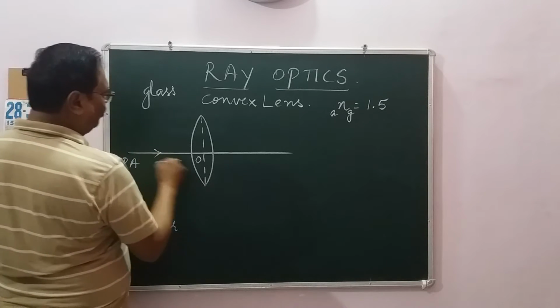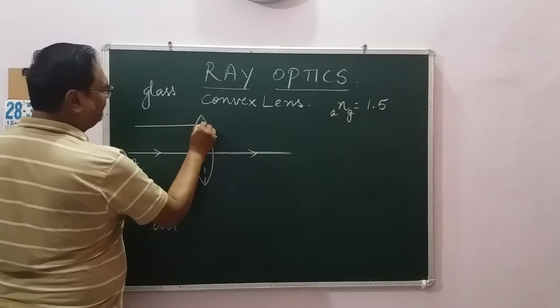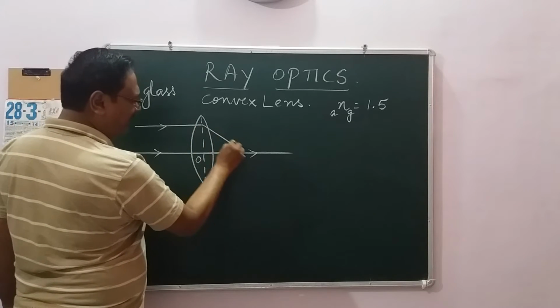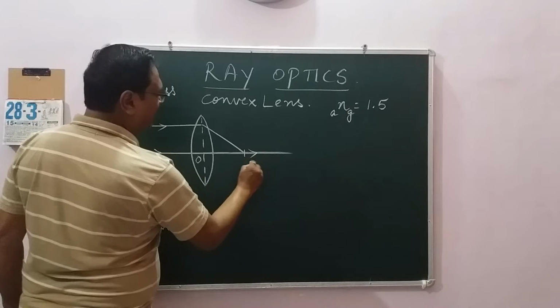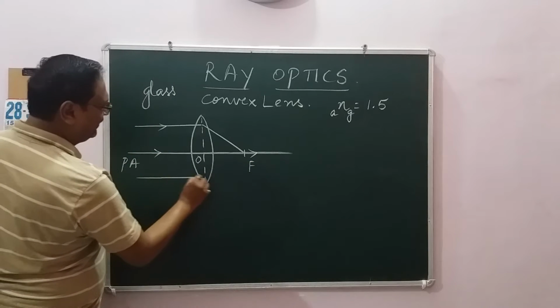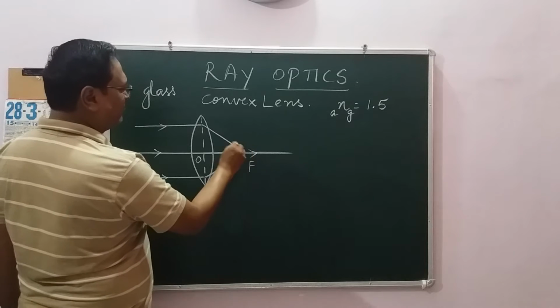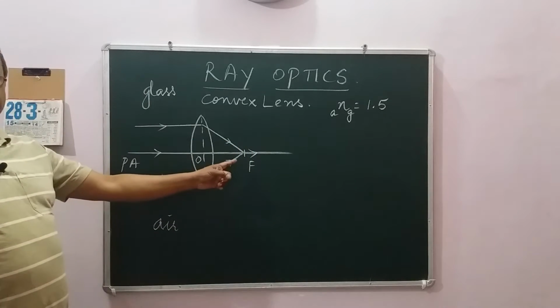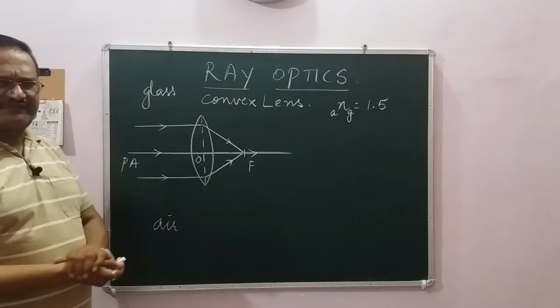The ray passing through the optical center will go without deviation. If a ray parallel to the principal axis strikes the lens, it will converge at a point, and that point you call the focus. Take another ray parallel to the principal axis; that also will converge at a point on the principal axis called the focus. So this is the normal case.